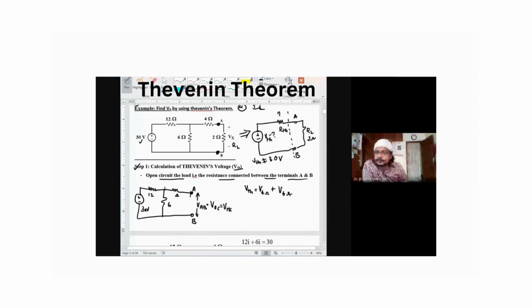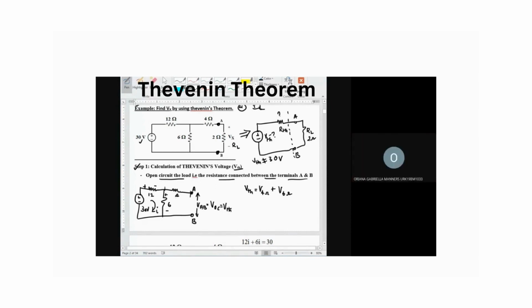Okay. Now let me apply. How many loops are there in this circuit, students? How many closed loops? 1, sir. Only one closed loop, I. So this is plus, this is minus, plus, minus. So is there any current flowing through 4 ohm?